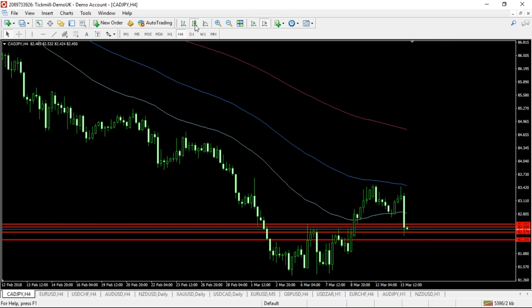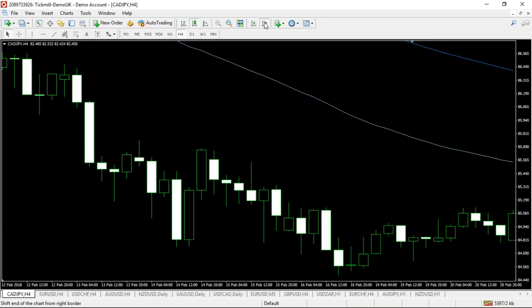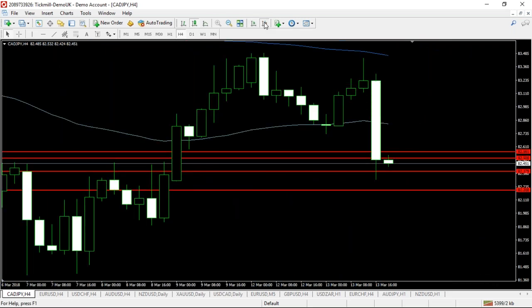Now I've got all these lines, and these become my zone. This is the zone where I should not do anything. I should wait until price or candles come out above the zone to give me a bullish bias, or come under all these lines to give me a more bearish bias. Now you get the point, yeah? You get to know how price action works, yeah?